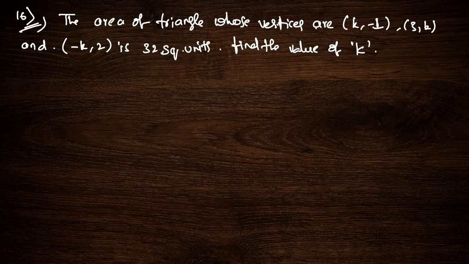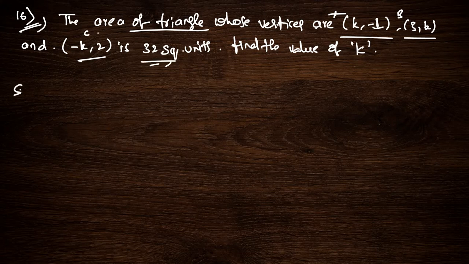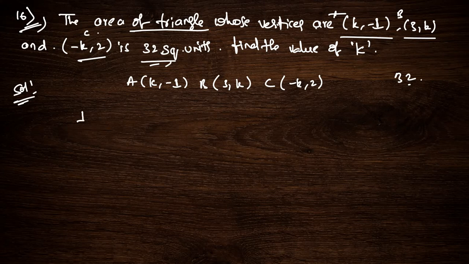Now the 16th question: the area of a triangle whose vertices are first one, second one, third one is given. So A, B and C are given, all equal to 32. He is saying find the value of k here. Now the solution. So the first point is A, k comma minus 1, and B is 3 comma k, and C is minus k comma 2. So the area of the triangle is given as 32. Okay. Now here 1 by 2, this is x1 y1, this is x2 y2, this is x3 y3 here.